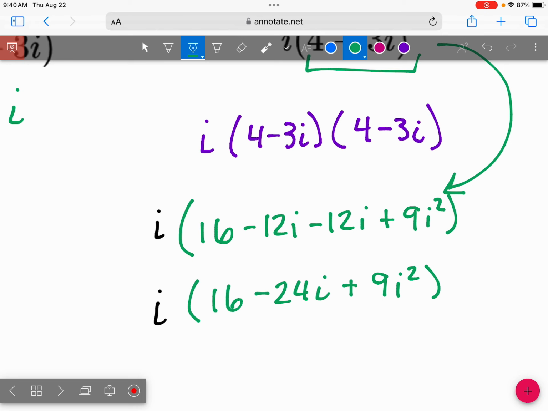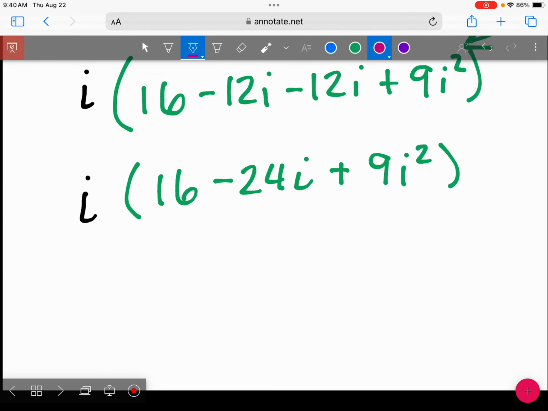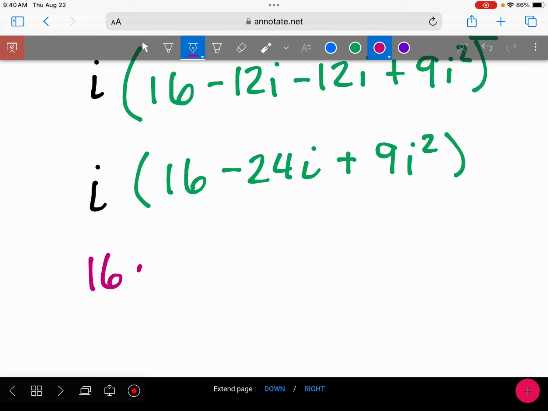Now I'm going to do my multiplication before I do too much simplifying, just because I know I'm going to have to simplify anyway, and just simplify one time. So I'm going to do my distribution and then simplify, but if you want to simplify first, then distribute, then simplify again, that's totally fine. So we're going to wind up here with 16i minus 24i squared plus 9i cubed. And now we need to simplify because I have exponents on i's, and that's not good.